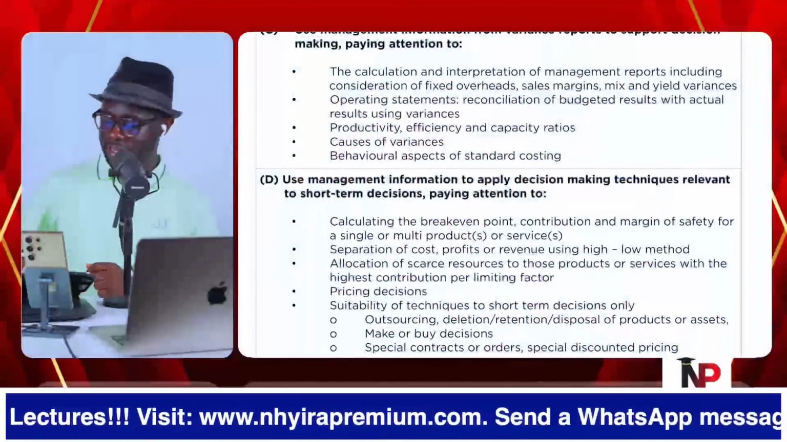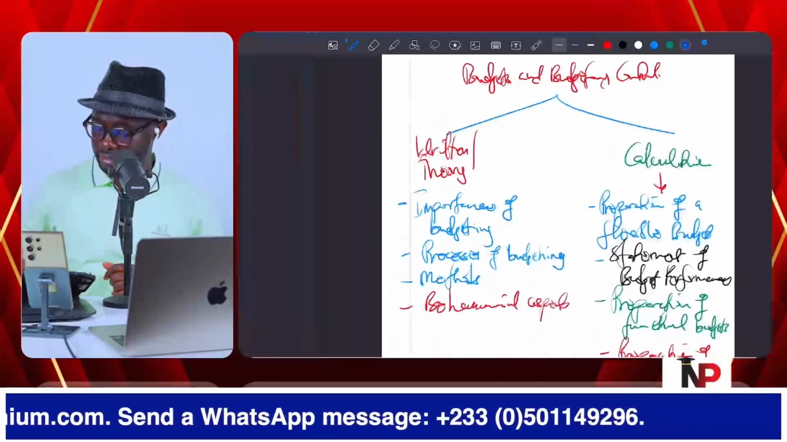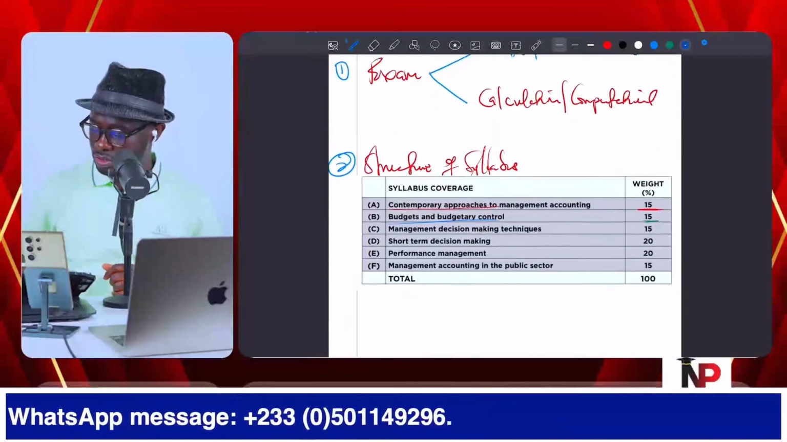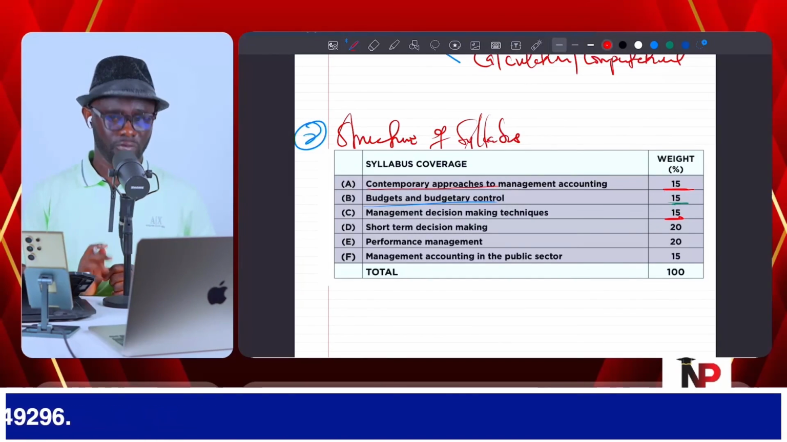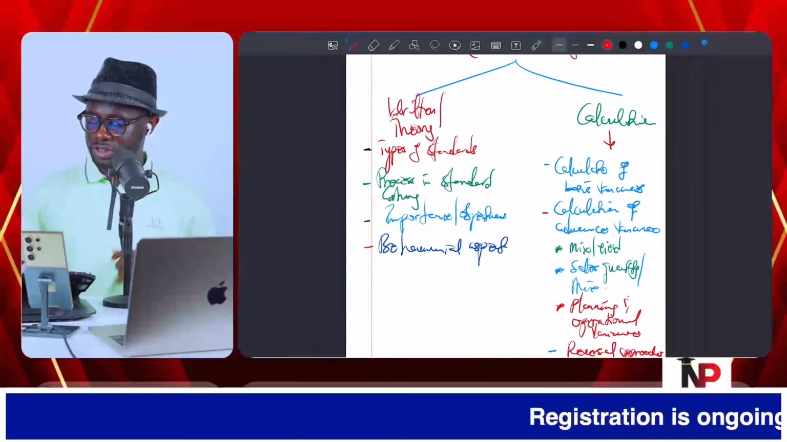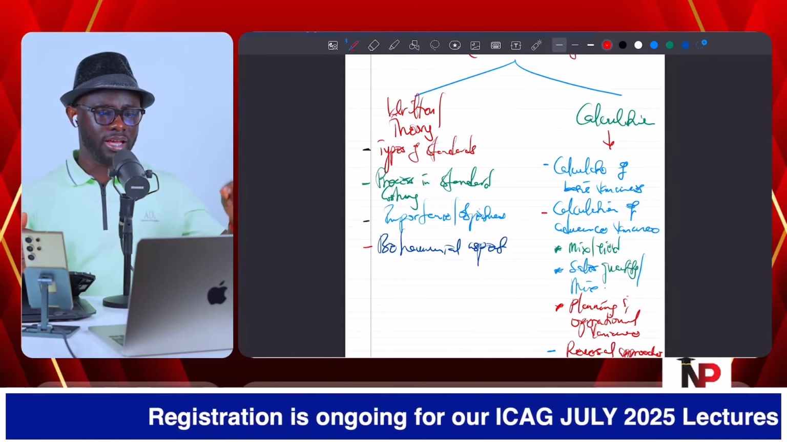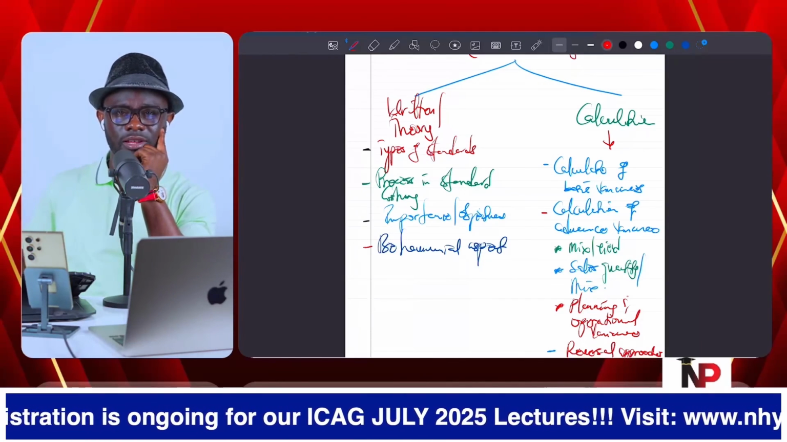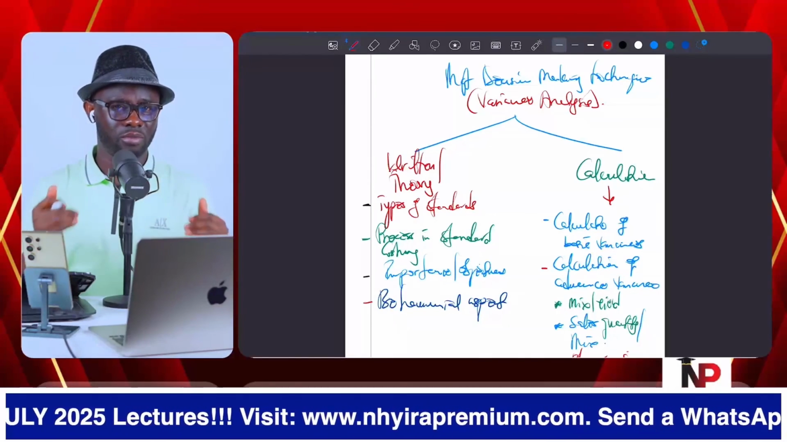And that is the third thing for us, management decision-making techniques. That also is 15% in our syllabus. And in that 15%, we have some calculations and the type of calculation questions we must be mindful of, and then the written areas. These are the things you must understand about that third part of the syllabus.